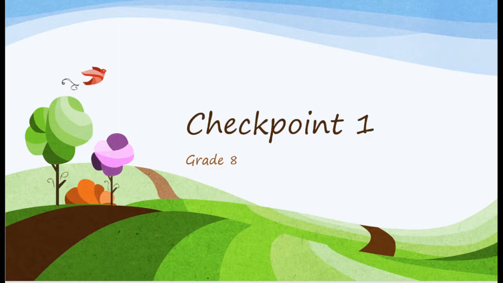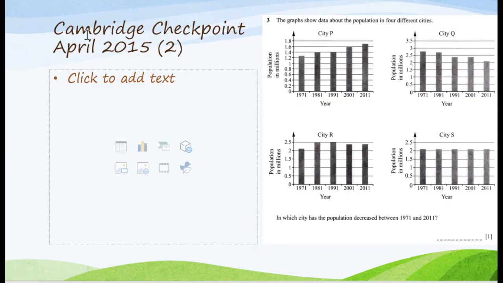So let's go. Okay. So the first one, Cambridge Checkpoint April 2015 paper 2. We have a bar chart. I call it a bar chart. In Excel, if you want to create something like this, you go to the chart and you choose bar chart, and you will get something like this. The graph shows data about the population in four different cities.